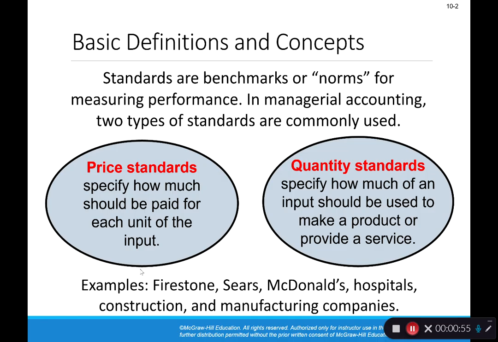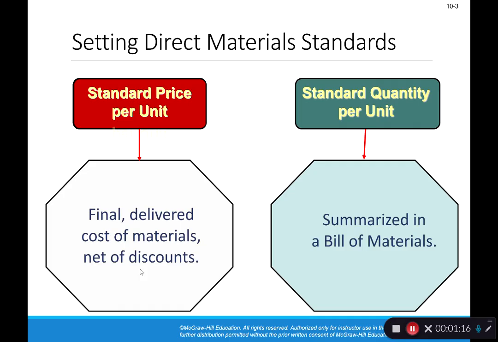As an example, the price standard for direct materials could be $1.50 per pound. The quantity standard would be how many pounds of direct material we need to make our final product. Again, the standard price per unit is going to be the final delivered cost of materials, net of any discounts. The standard quantity is summarized in the bill of materials. It's how much material we think we're going to need to make a given unit.